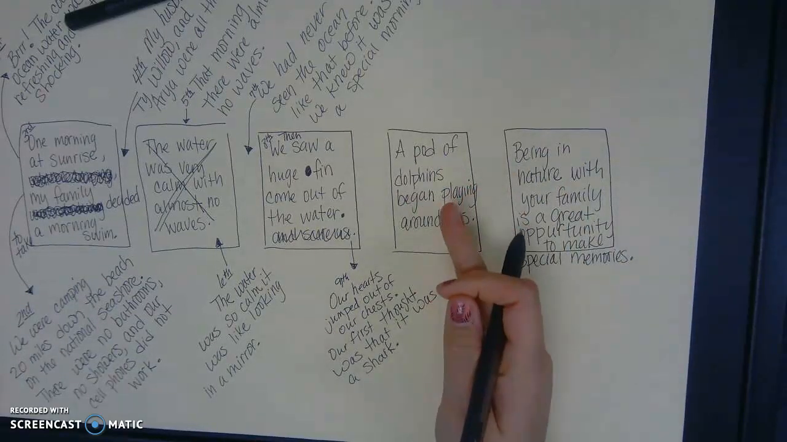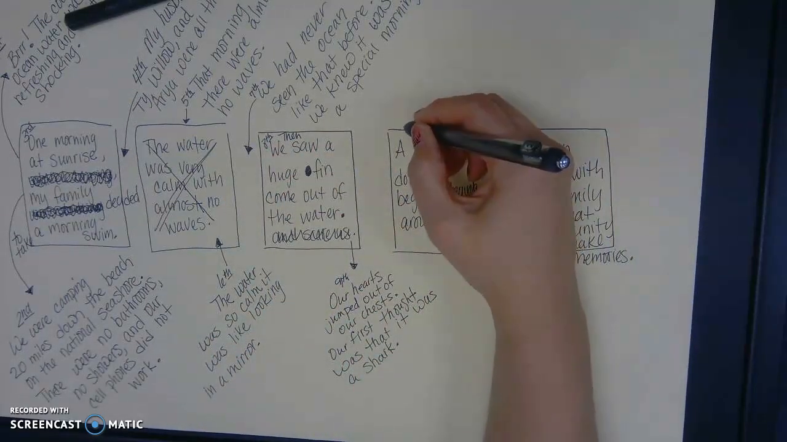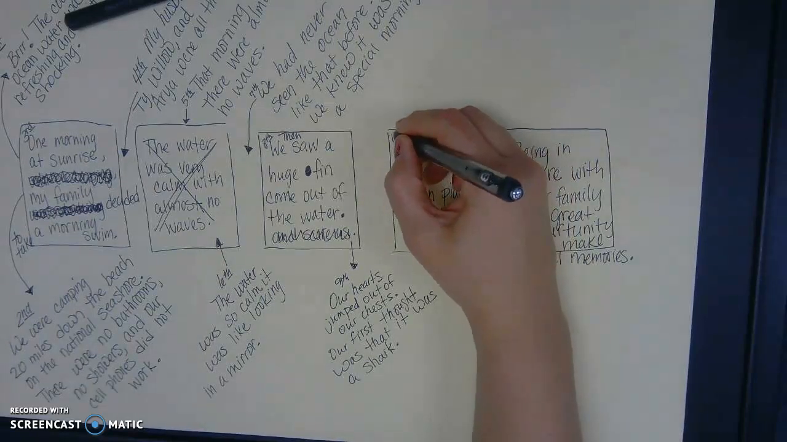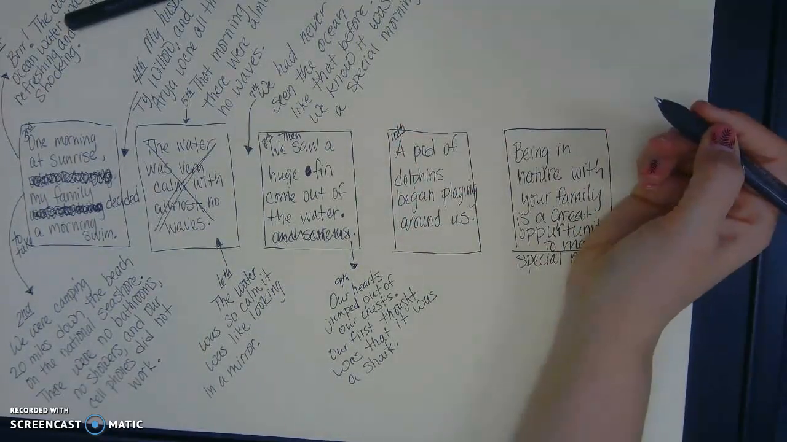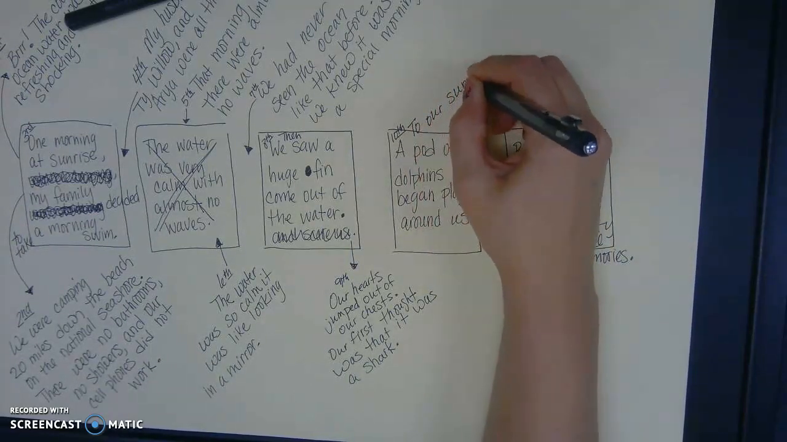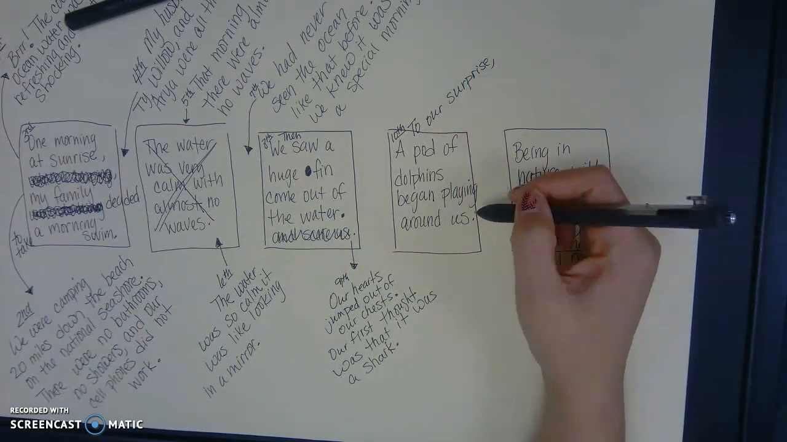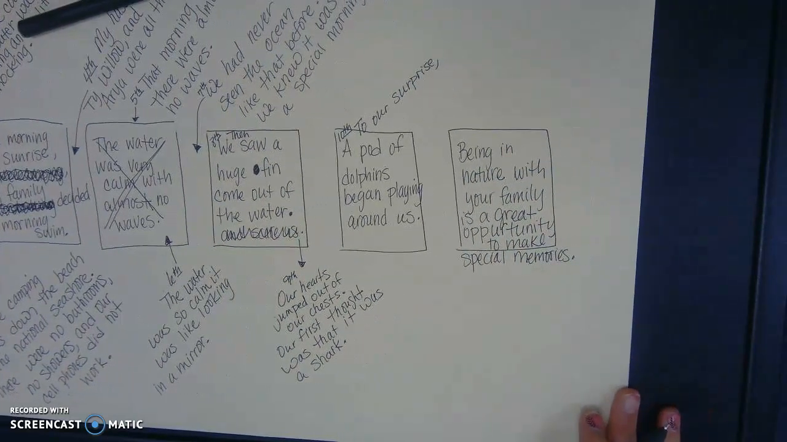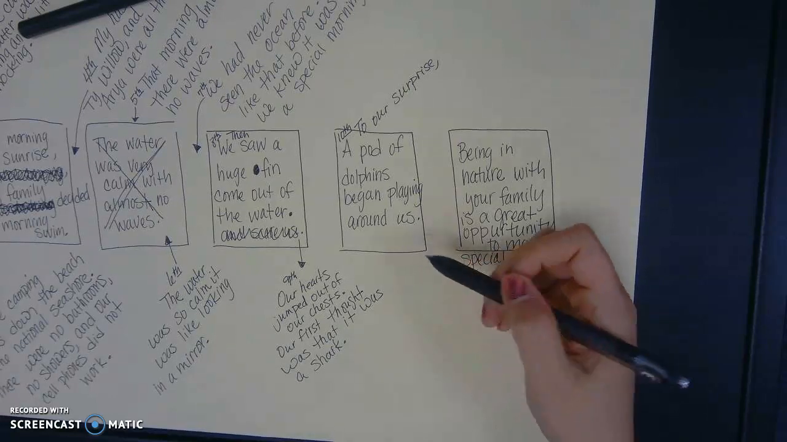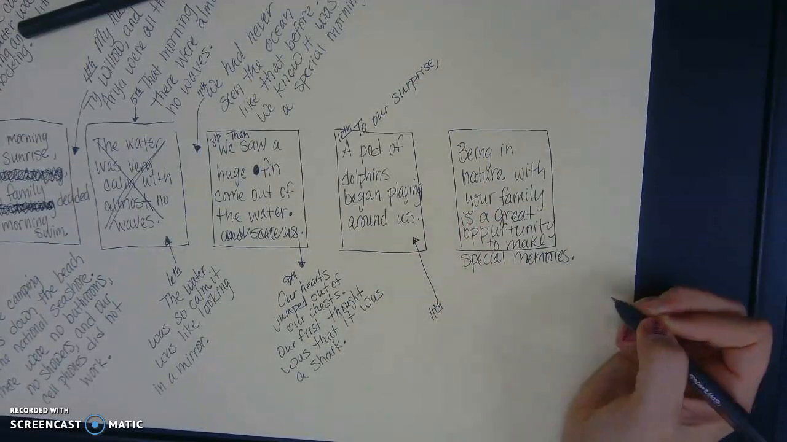Now, what happened last? This is where I'm going to come up with the solution to this problem we're having in the middle here. So for the 10th thing right here, this will be our 10th. It's a lot. I'm going to put to our surprise, a pod of dolphins began playing around us. Remember, it's really good to add in your feelings. I'm going to tell how that made us feel. So this is going to be my 11th thing.